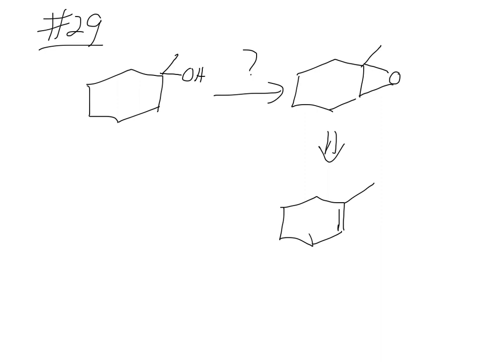Now, could this alkene have come from this alcohol? Yes, it could have. We learned we could turn alcohols into good leaving groups, couldn't we? Remember that? If I used HCl, I could protonate that alcohol, make it leave. You could protonate this, kick that over.